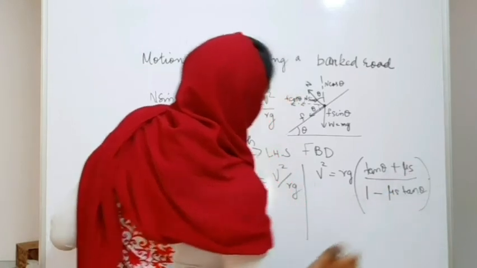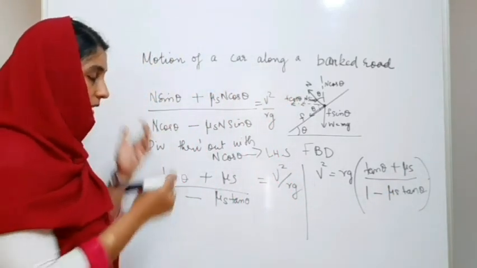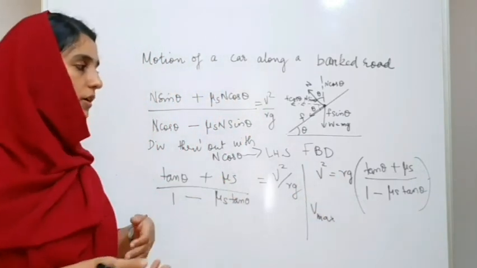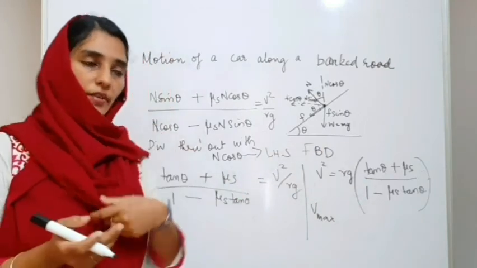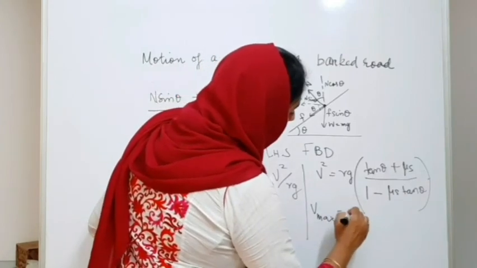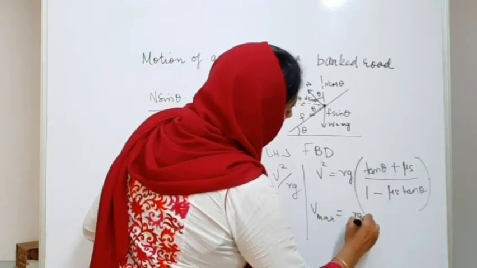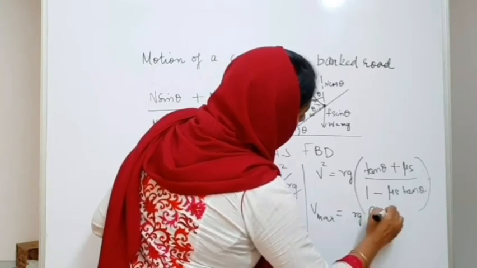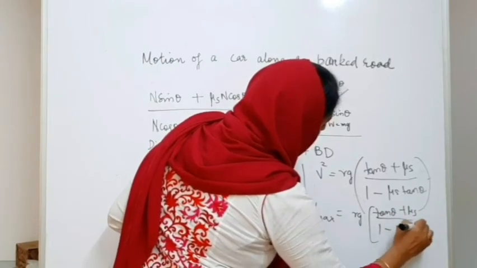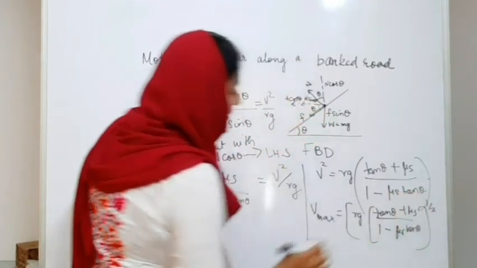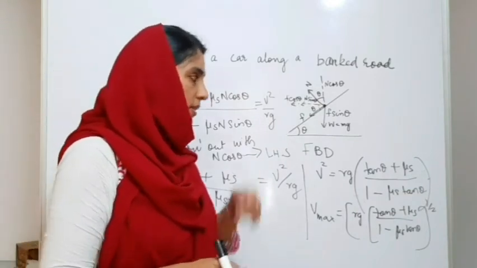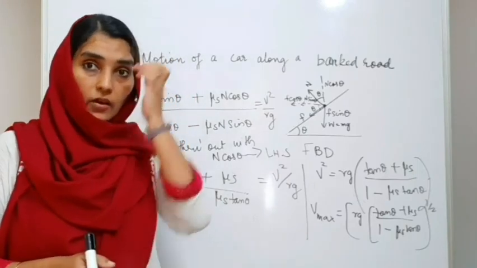So this is the expression for V square. Now we have to get V max. We have gone for the maximum value of static friction, so what you get is the maximum speed. V max is equal to root of the whole thing raised to half: Rg into (tan theta plus mu s) divided by (1 minus mu s tan theta), whole raised to half. So this is the expression for the maximum speed with which a car can describe a circular path when it is moving along a banked road.